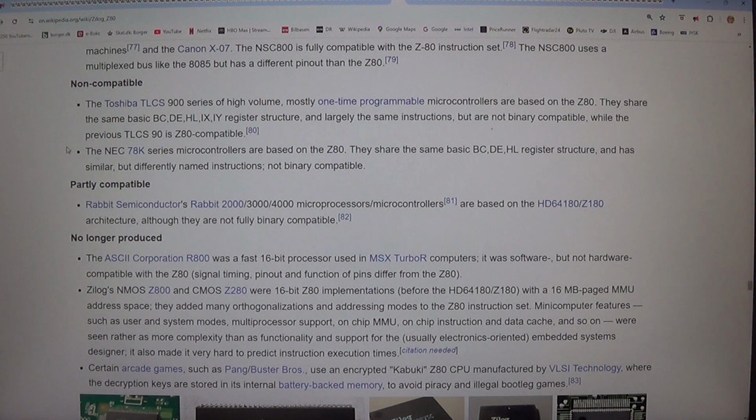Non-compatible. 1. The Toshiba TLCS-900 series of high-volume, mostly one-time programmable microcontrollers are based on the Z80. They share the same basic BC-HL-IX-IY register structure, and largely the same instructions, but are not binary compatible, while the previous TLCS-90 is Z80 compatible. 2. The NEC 78K series microcontrollers are based on the Z80. They share the same basic BC-HL register structure, and have similar, but differently named instructions, not binary compatible.